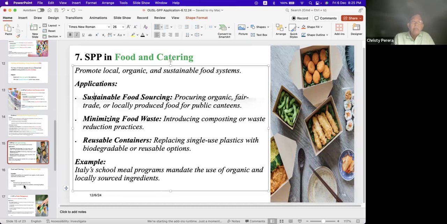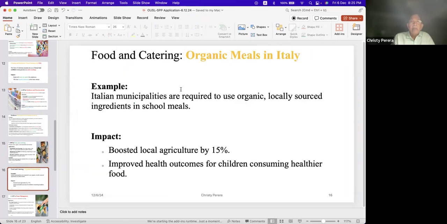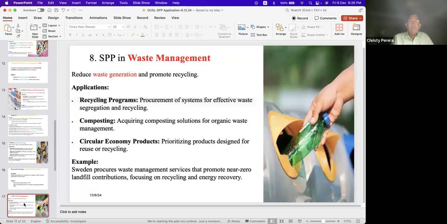Now, again, I will give you an example in Italy. Italian municipalities are required to use organic, locally sourced ingredients in school meals. The impact I would like to give you: boosted local agriculture by 15%. If these people use local products for school, local agriculture will go up by 15%. Improved health outcomes for children consuming healthier foods. Children will be very healthy.